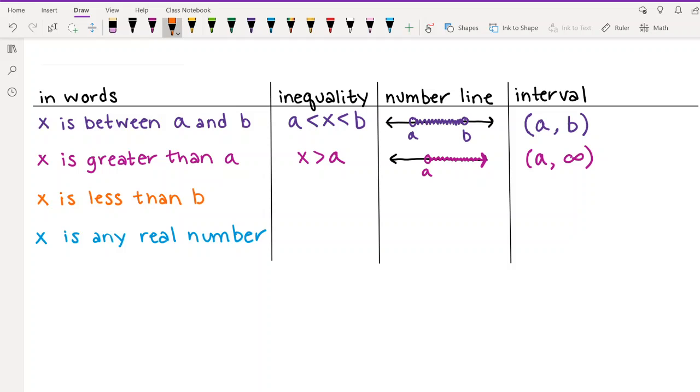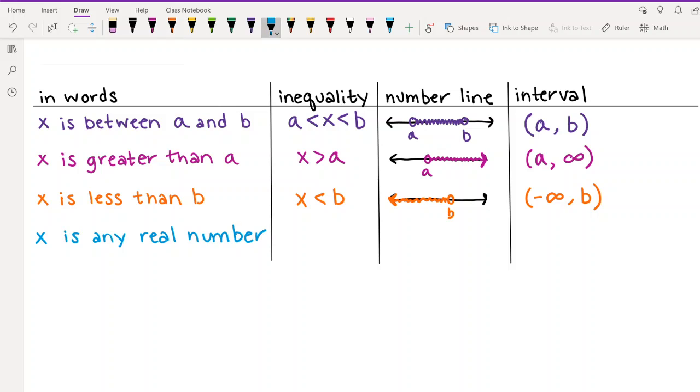Okay, similarly, if x is less than b, then we're going to have no left endpoint. So we have the number b as our kind of top number, and then we're just saying anything below that, any number less than b. And so how would we write this in interval notation? Well, we would say negative infinity up to b.